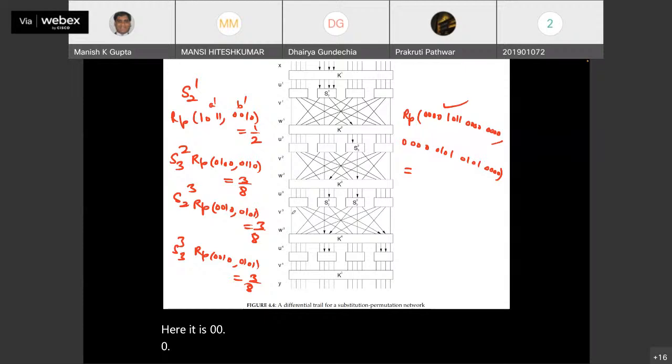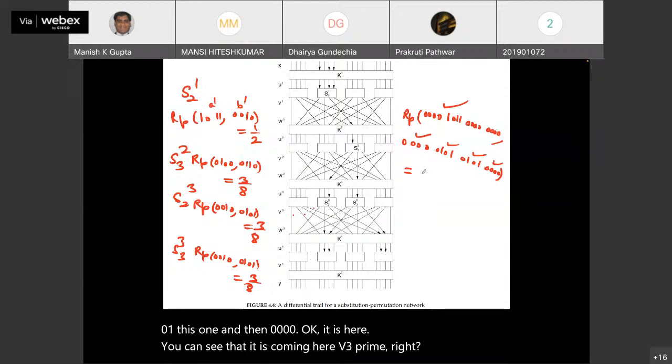You see here 0 0 0 0. This is the first one. Then next one, this one is 0 1 0 1. Then next one, 0 1 0 1, this one, and then 0 0 0 0. Okay, it is here. You can see that it is coming here in V3 prime, right?